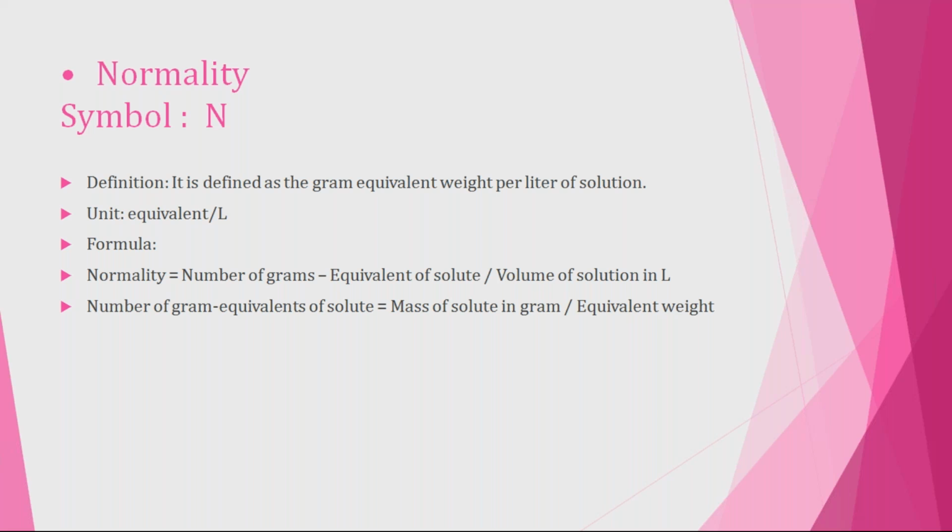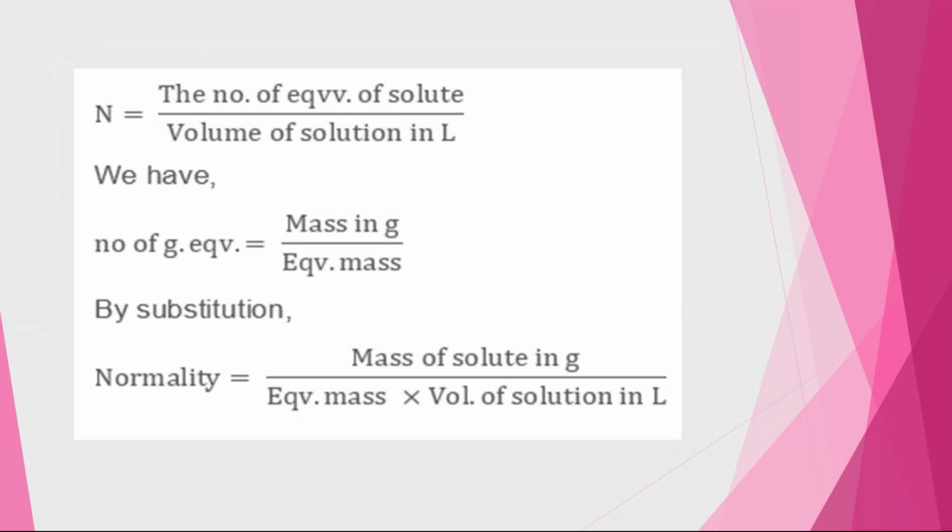And normality is calculated by using which formula? N1V1 is equal to N2V2. So N is equal to the number of equivalent weight of solute divided by volume of solution in liters. So gram equivalent weight is equal to mass in grams divided by equivalent mass. By substituting, the normality will be mass of solute in grams divided by equivalent mass into volume of solution in liters. So this is the formula of normality.